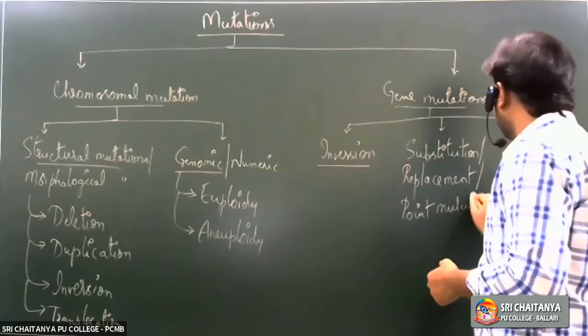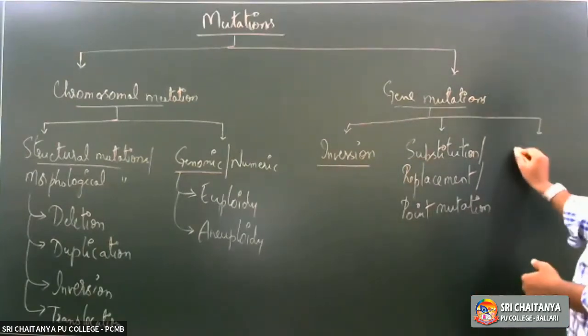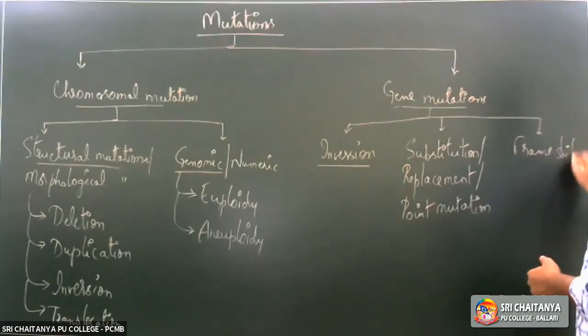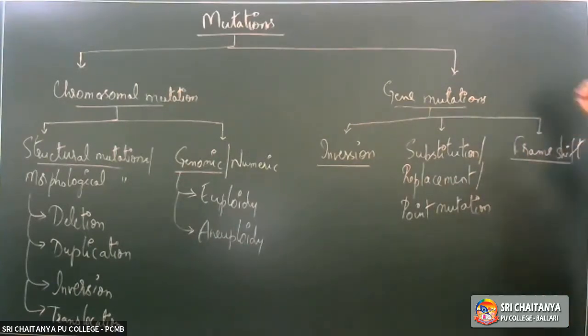Point mutation. And the third category is called frame shift mutation. So three different categories we have under gene mutation.